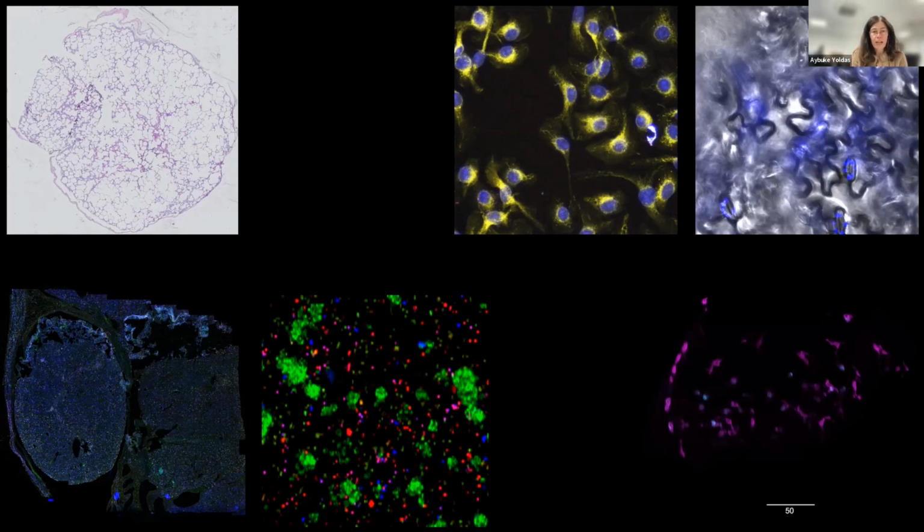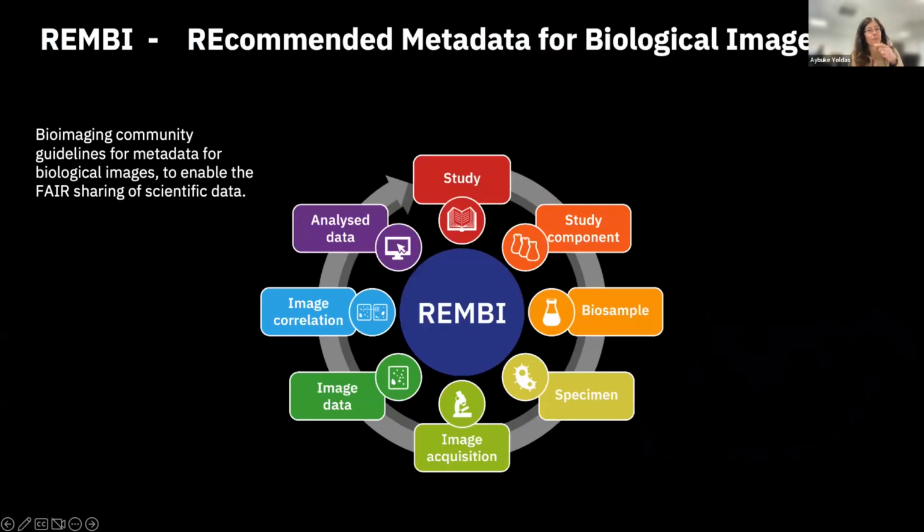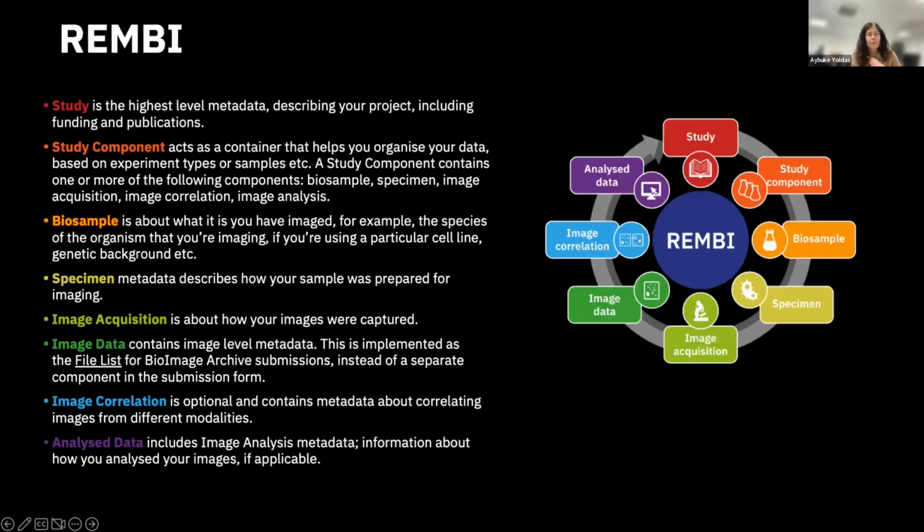So for that, the bioimaging community came together and came up with the REMBI, which is the recommended metadata for biological images, which are a set of guidelines for metadata to enable FAIR sharing of the scientific data for the biological images. And we have implemented this REMBI model, these REMBI guidelines, into the BioImage Archive.